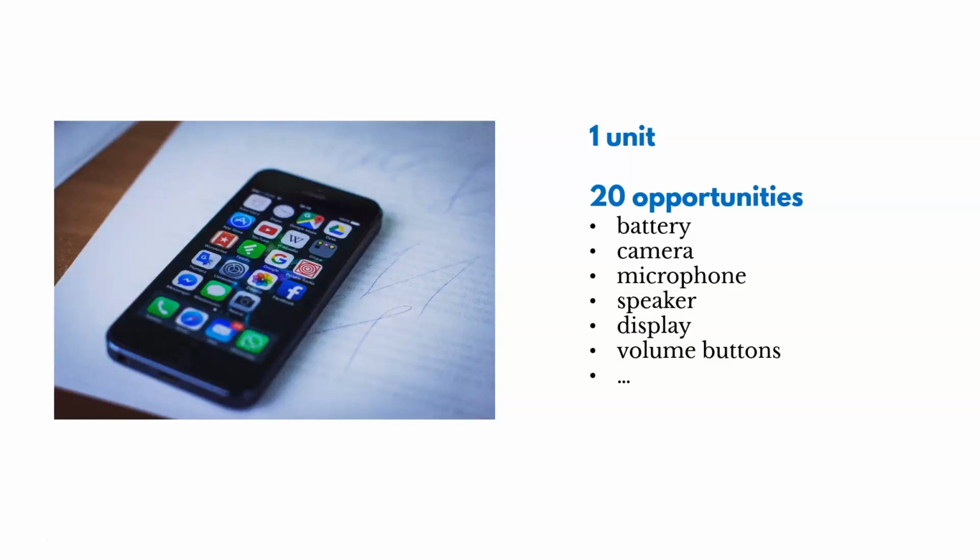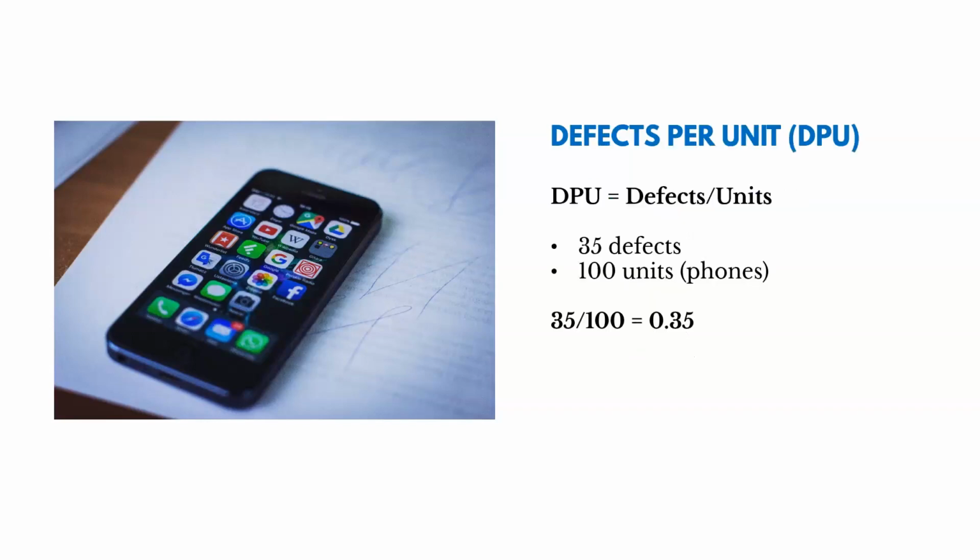So in that one unit, there's 20 opportunities to fail. That's going to be important as we talk about these two measurements, DPU and DPMO. Defects per unit is going to be our defects divided by our units. So let's say that we manufacture 100 phones, and across those 100 phones or 100 units, we have 35 defects. So we're going to say 35 defects divided by 100 units. It's going to be 0.35. Our defects per unit is going to be 0.35.